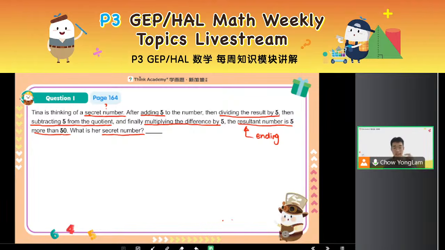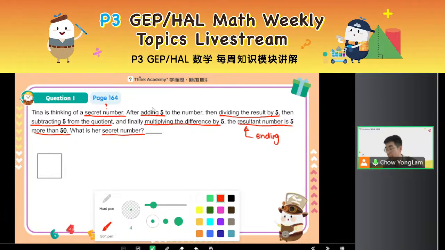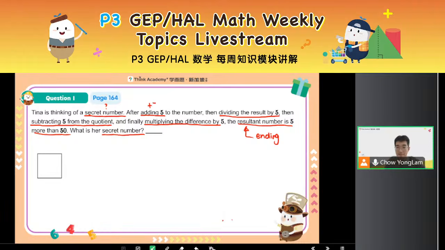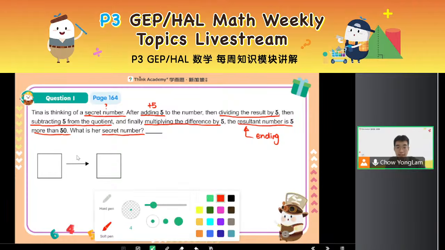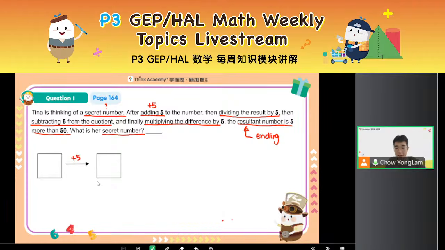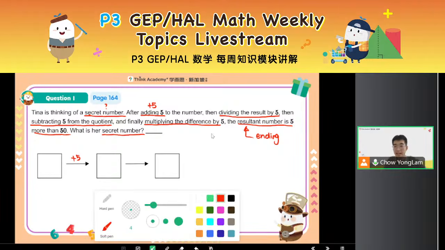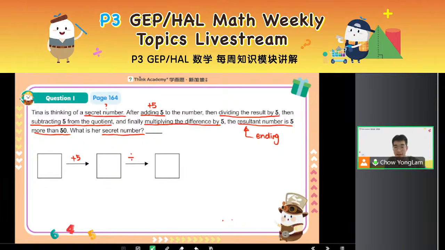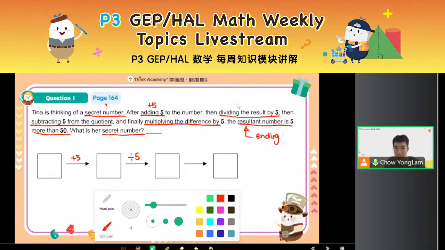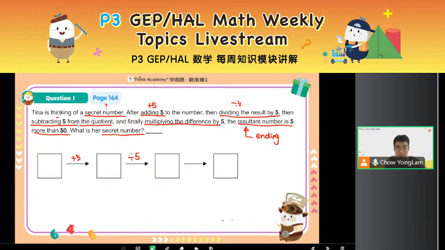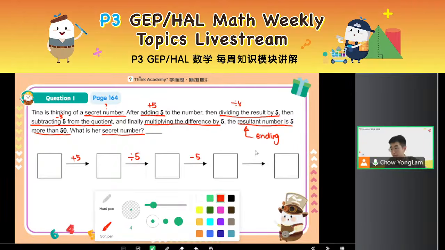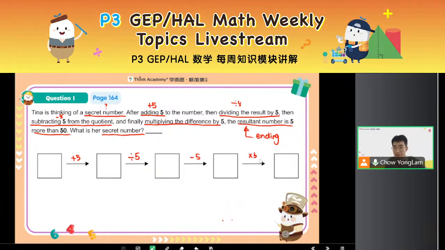We start off with a secret number. What's the first thing that you do? You add 5. Add 5 means you plus 5. So you draw an arrow to indicate the operation on the top. You plus 5 and you reach the next number. But you still don't know this number. So with that, we divide the result by 5. Divide by 5. And then subtract 5 from the quotient. Subtract means it's minus 5. Then finally, multiplying the difference by 5. Multiply by 5.